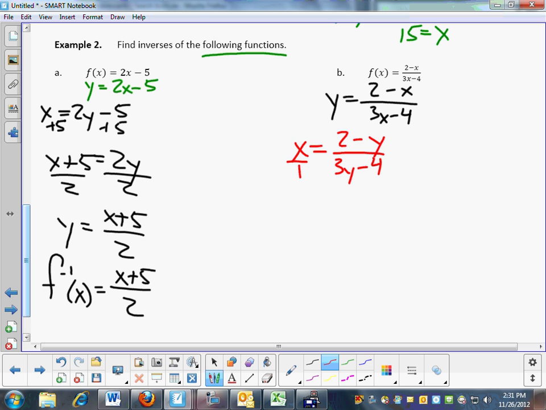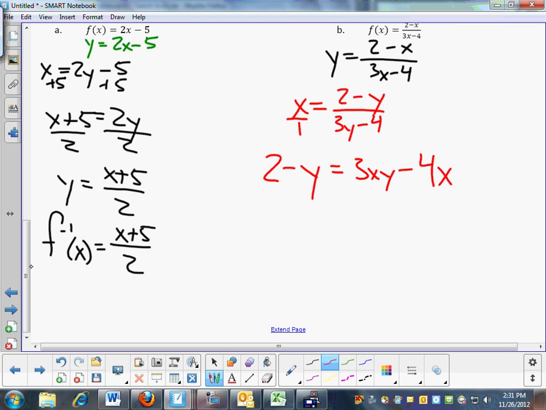First, I'm just going to cross multiply. I get 2 minus y is equal to 3xy minus 4x. Everybody okay with that step? Anybody remember what we do at this point? I got to solve for y. Let's add a y. You could subtract the 2, but let's add y to both sides. And then let's also add a 4x to both sides.